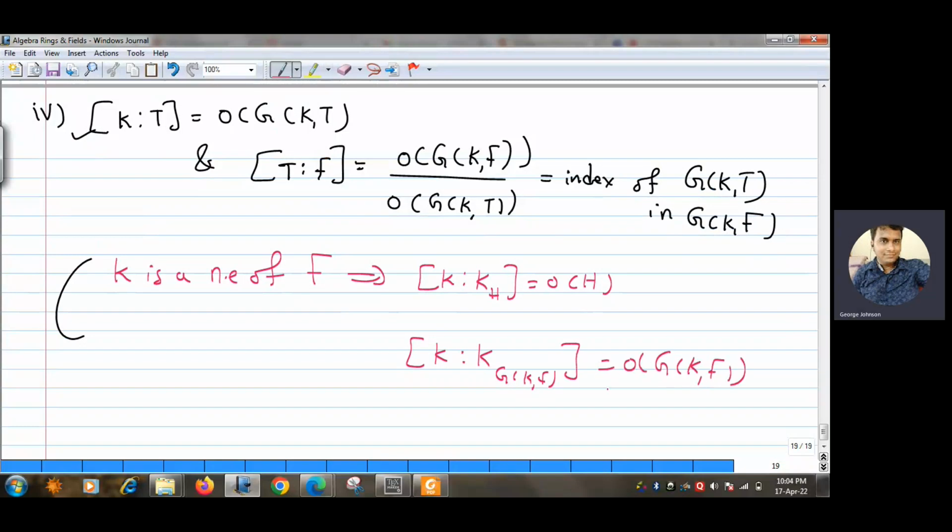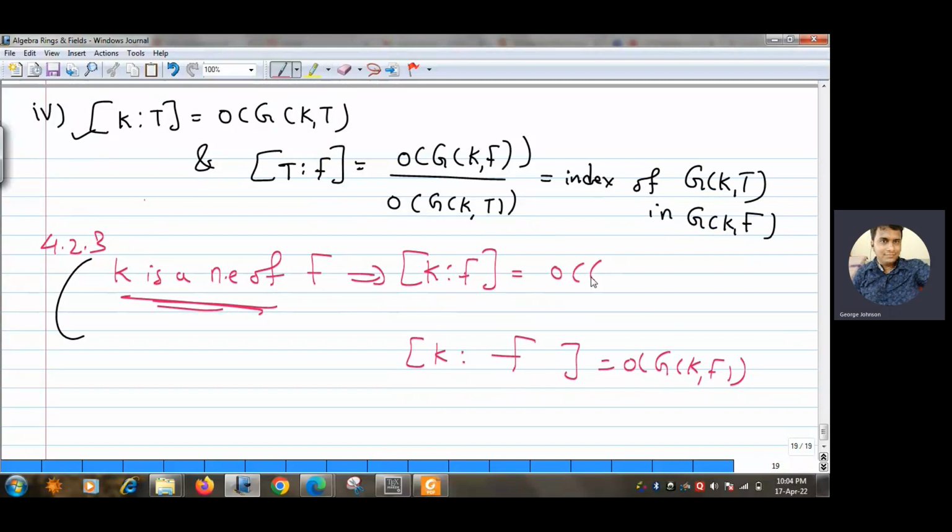See, I can replace H by GKF because H is any subgroup of GKF. So I will take GKF as a subgroup of GKF. We have already discussed this. So this is true because of theorem 4.2.3, that K is a normal extension of F. And because K is a normal extension of F, this fixed field is nothing but the whole F. So the dimension of K over F is the same as the order of GKF. So whenever K is a normal extension of F, what we can conclude is that the dimension of K over F is the same as the order of GKF.